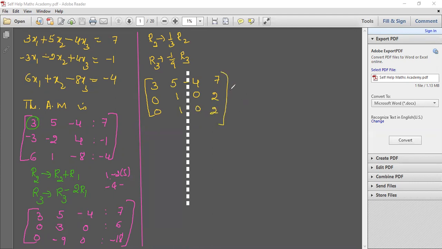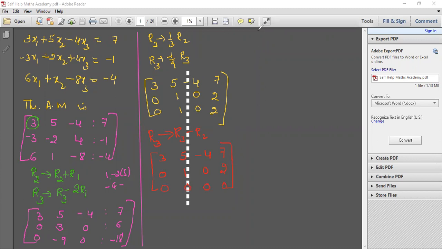Now I can utilize R3 and R2 again. With the help of this R2, I'm making this element 0. That is, R3 changes to R3 minus R2. If I do this, I get 3, 5, minus 4, 7; 0, 1, 0, 2; 0, 0, 0, 0.